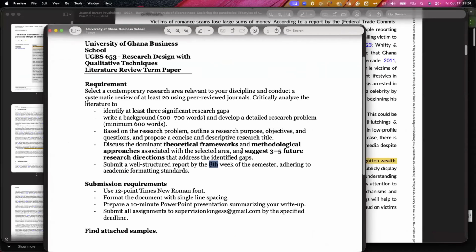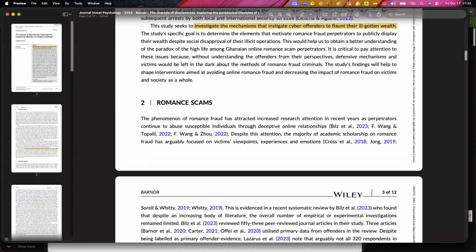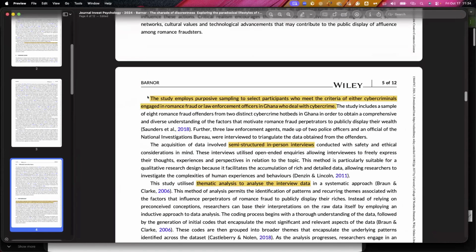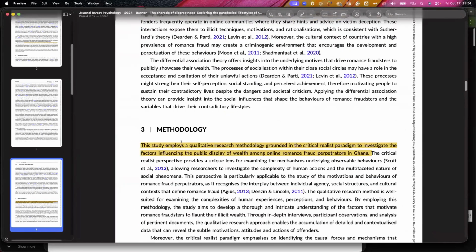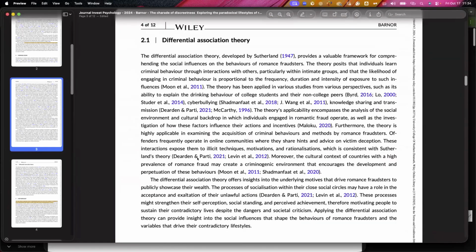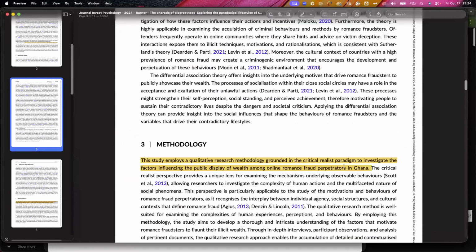Okay, so I highlighted it here. So this is the methodology that we have highlighted at the top here. Here, the methodology was qualitative research methodology, clearly stated there. And so what is the broader methodology that you are using?